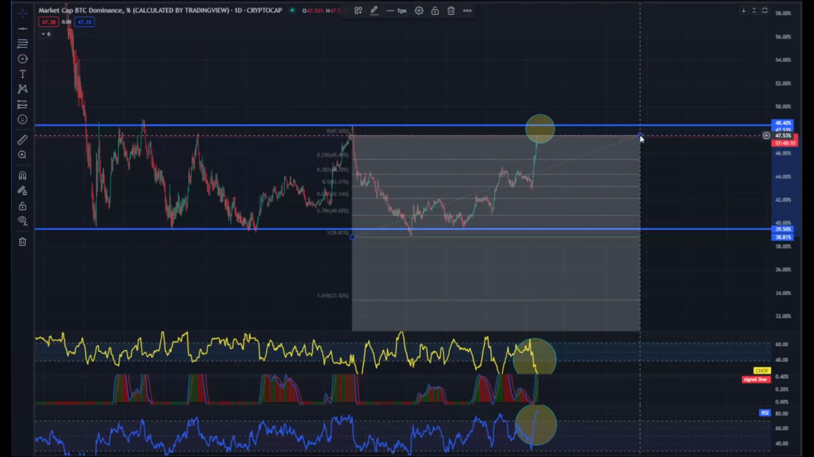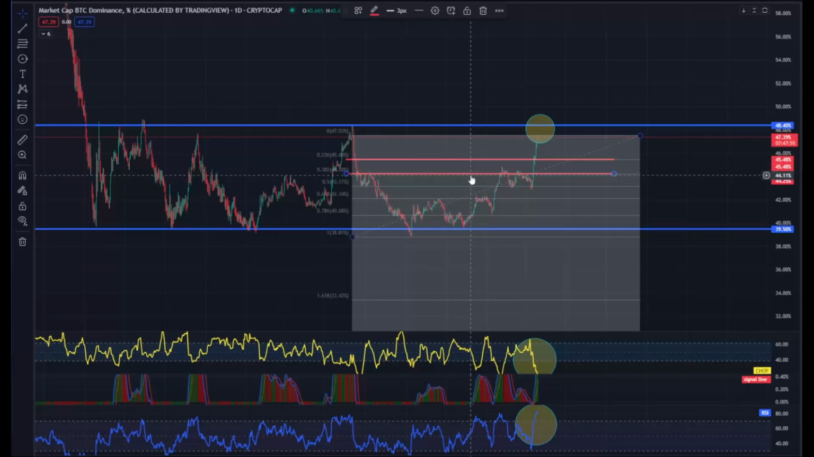Now we can move on to marking the places of support in the event of a correction. And here in the first place we have support at 45.5%, then support is at 44.3%, 43.2%, and then 42%.